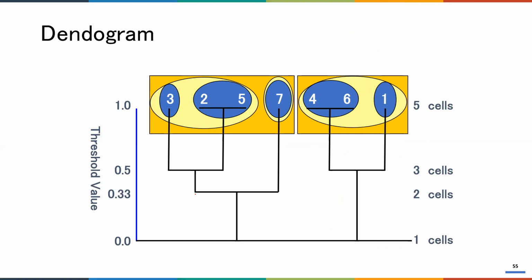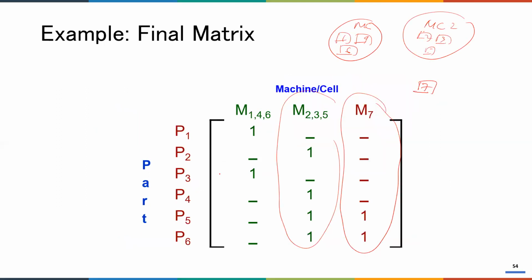This dendrogram is just to help show the possibility of the machine cells considering different threshold values. So the question will be, which one is better? Whether you make machine 7 part of machines 2, 3, 5, or whether you make it an independent entity. You can know the result once you actually implement it in the facility.